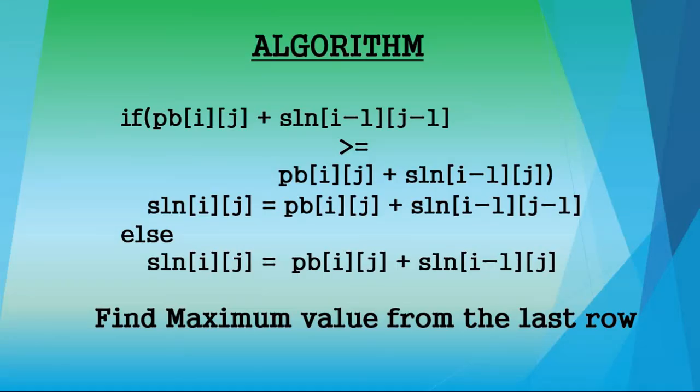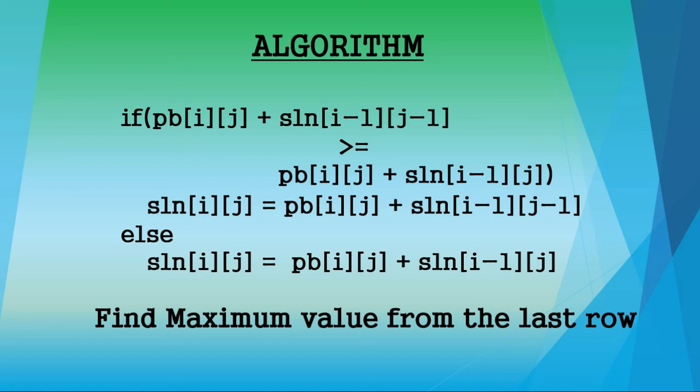Alright, to find the value of the current cell, we add the value of the same cell from the problem matrix first to the value of the cell diagonally opposite in the backward direction, and compare it with the sum of the value of the same cell from the problem matrix and the cell immediately above. So whichever is maximum, we fill the current cell with that value.